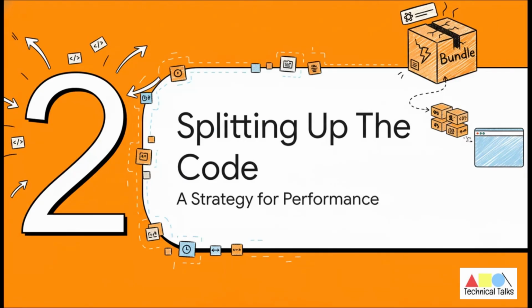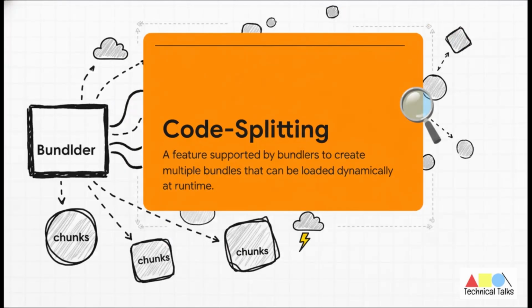So how do we fight this heavy bundle monster? The strategy is actually pretty simple in concept. Instead of shipping that one giant box of code, we're going to break it up into a bunch of smaller packages. And then we only send the user exactly what they need right when they need it. And this awesome strategy has a name: code splitting. It's a feature that's already built into modern bundlers. It lets them create these multiple smaller bundles, we call them chunks, that can be loaded on the fly, dynamically, whenever the user actually asks for them.